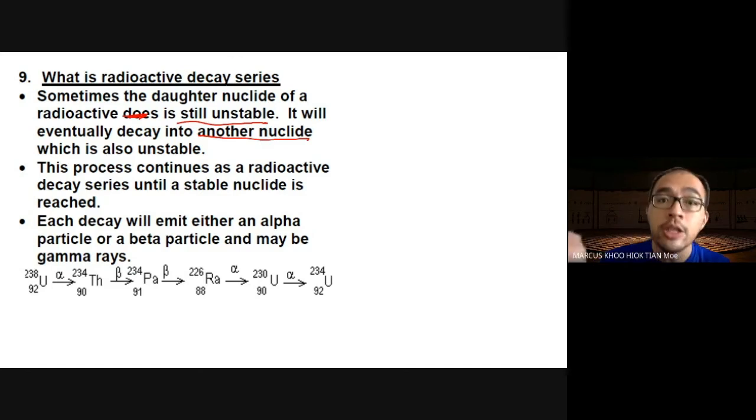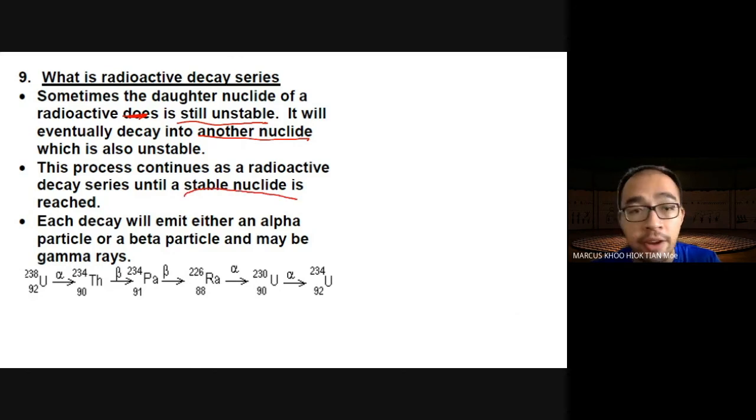So they continuously decay, and the more it decays, the more stable it becomes, until finally it reaches a very, very stable nuclide. But every time it decays, it will emit either an alpha or a beta particle, and maybe gamma rays. So sometimes they can be gamma. We don't know. But for example, look at this, the way this guy travels.